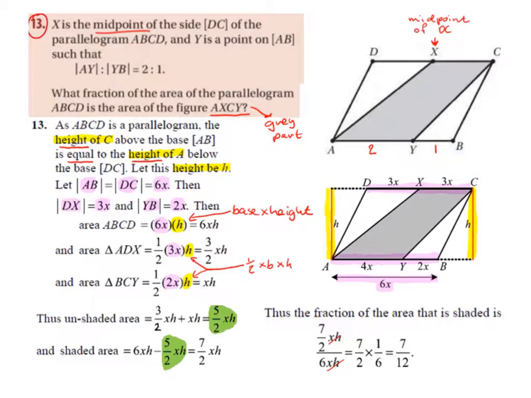We can cancel out the xh's, and we're left with 7 over 2 divided by 6, which is the same thing as 7 over 2 multiplied by 1 over 6, because dividing fractions, we turn the second fraction upside down and multiply. And then we do top by top, bottom by bottom. 7 by 1 is 7, 2 by 6 is 12. So the fraction of the area that is shaded is 7 over 12.